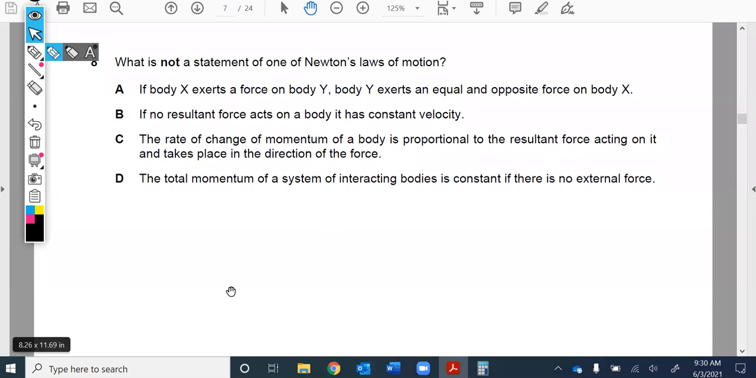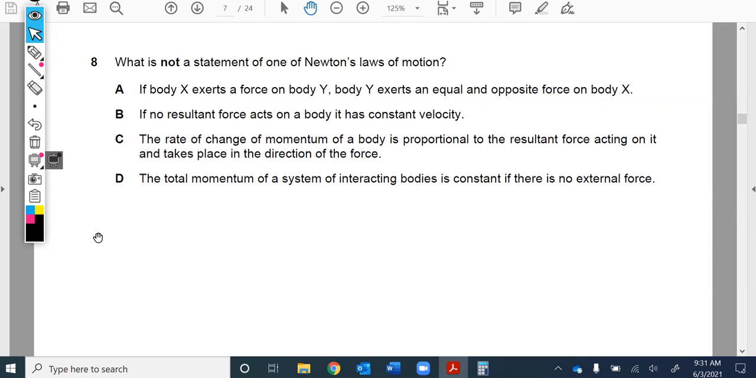All right, we've got paper 1, question 8, which reads, what is not a statement of one of Newton's laws of motion? Choice A, let's consider each one. If body X exerts a force on body Y, then body Y exerts an equal and opposite force on body X. I really like the way that's worded because it reminds us that we always need two objects to interact, and that's really a statement of Newton's third law, right? Equal and opposite forces between two objects.